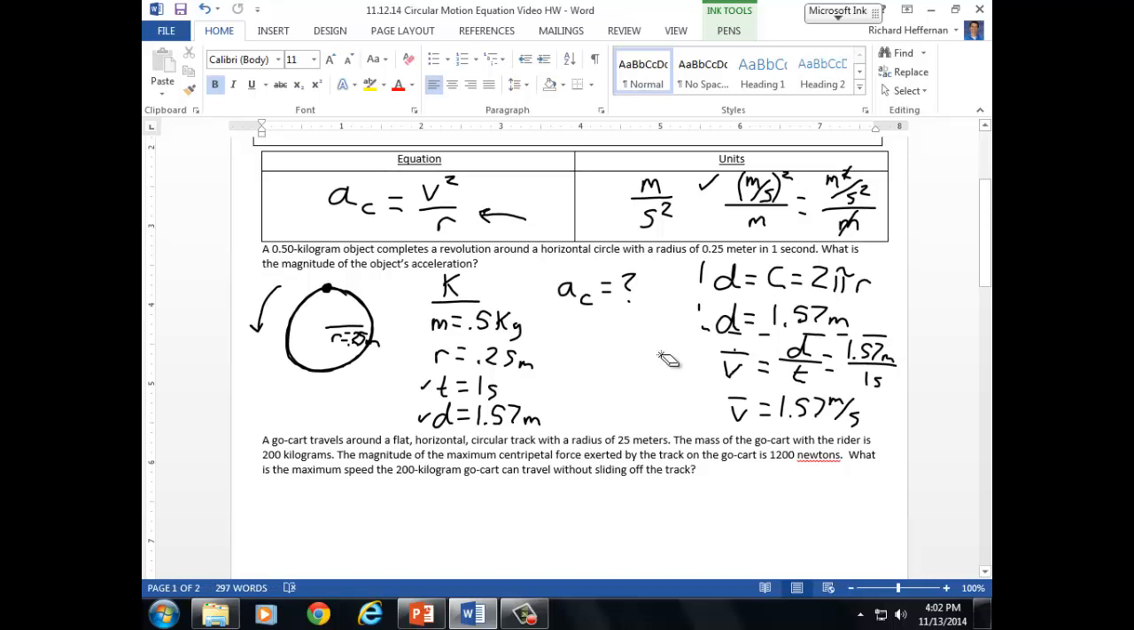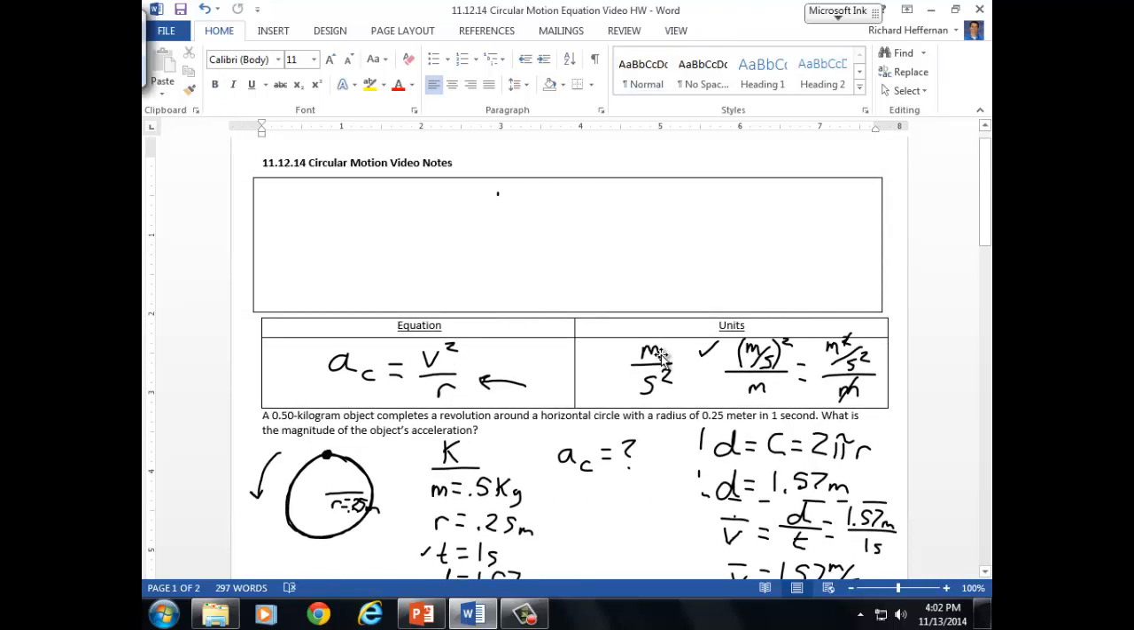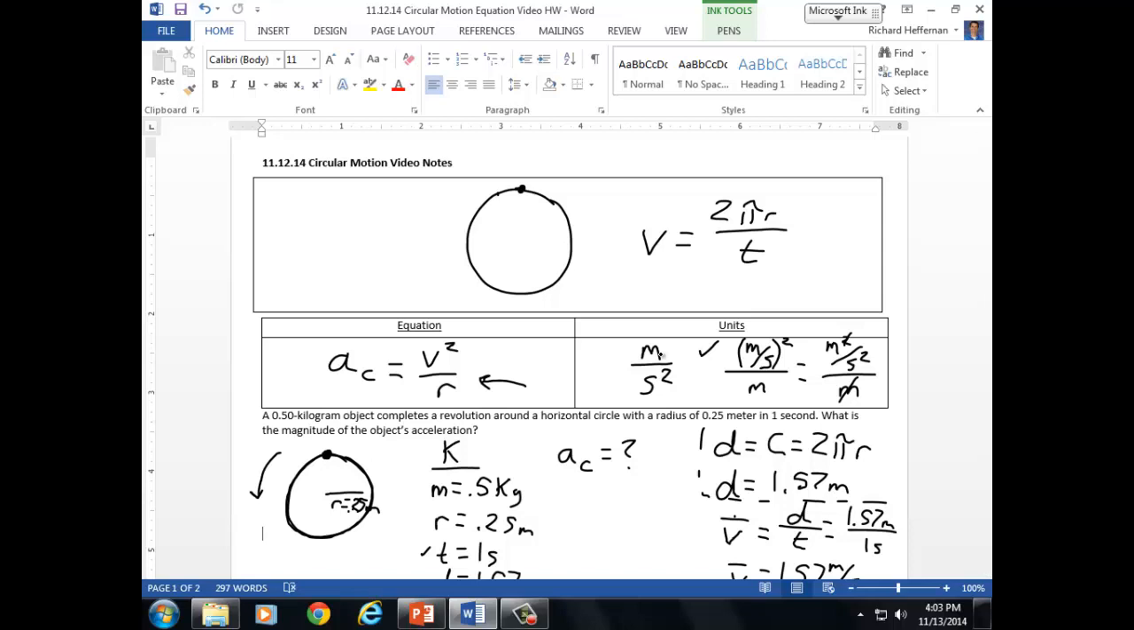The thing that we're going to have to get used to doing is writing, for something moving in a circle, the speed as just being 2 pi r over how much time it takes to travel around the circle. So 2 pi r comes from the circumference of the circle if the thing makes one complete revolution, and t is the time it takes to make one complete revolution. So that's something we're going to have to get used to doing when we're dealing with circular motion problems.